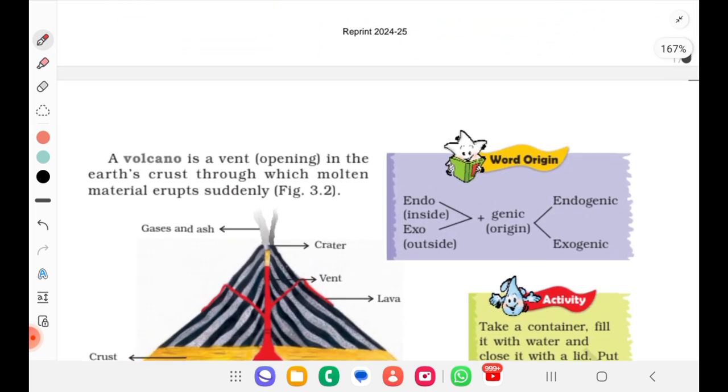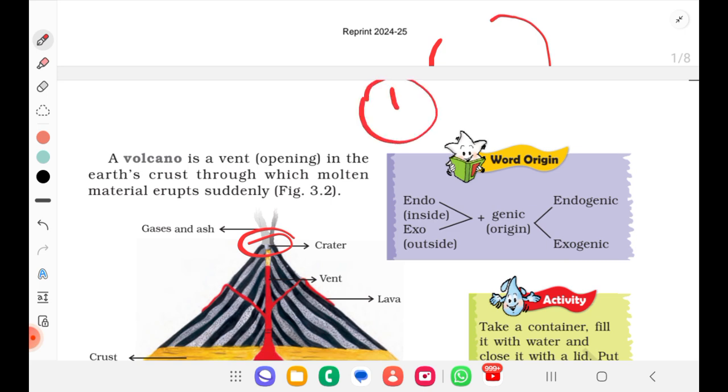A volcano is a vent. Now we'll understand what a volcano is. Volcano is a vent. See, this is a vent actually. Volcano is a vent opening in the earth's crust through which molten material erupts suddenly. We already learned inside the earth there is something called magma. It is moving in a circular manner.